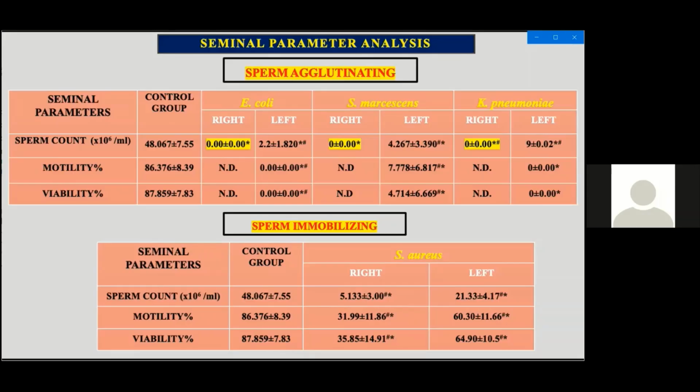So from these results it can be observed that sperm immobilizing microorganisms are less efficient in causing azoospermia as compared to sperm agglutinating microorganisms.